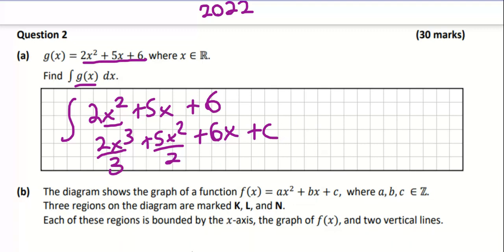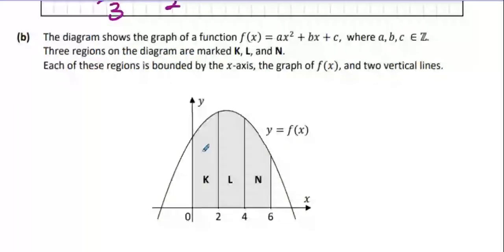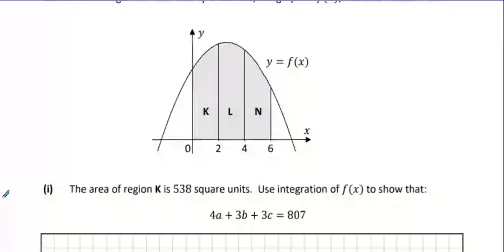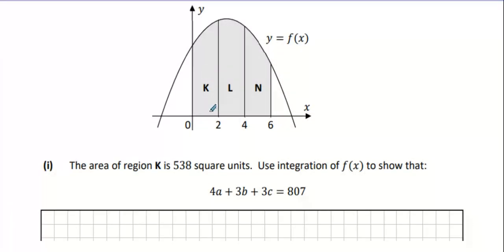Next one, the diagram shows a graph of the function ax squared plus bx plus c, where a, b, and c are integers, regular numbers. 3 regions are shown. You have region K, region L, and region N. All right, and they're bounded by vertical lines.